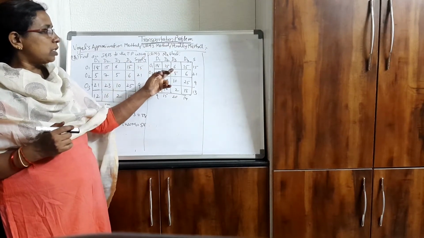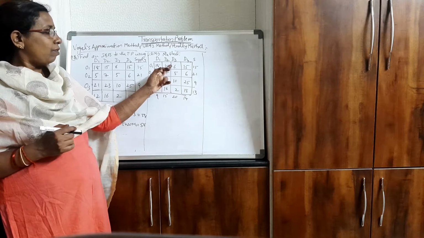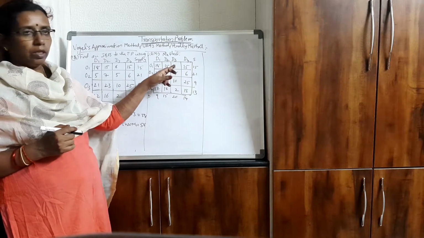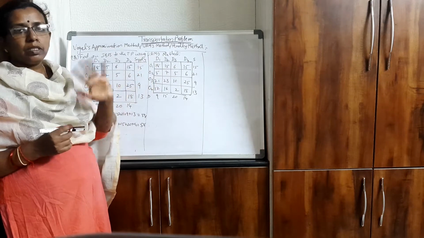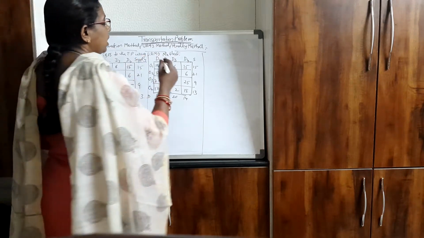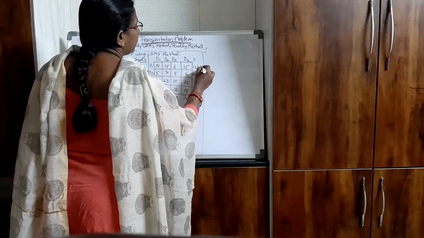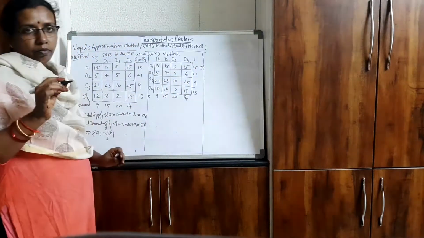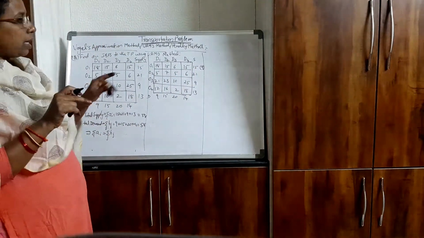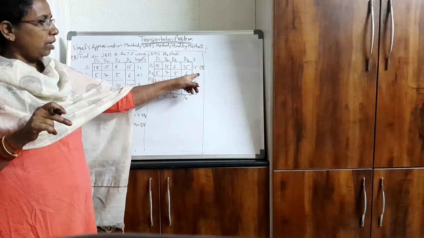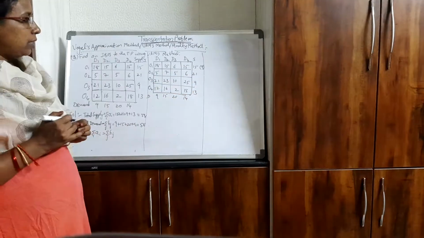Now in the first row, the minimum element is 6. What is its next minimum? 15. So what is the difference between 6 and 15? That is 9. That 9 I'll write within parentheses, and these values in parentheses are called penalties.